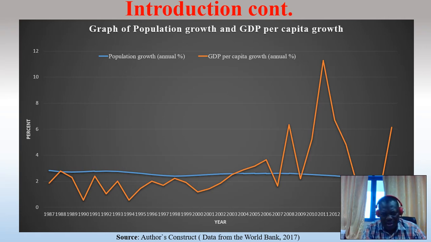In 2007, we have seen per capita growth above population growth and it fell sharply again in 2009 and fell somewhat below population growth, and thereafter from 2011 per capita growth actually was far above population growth.